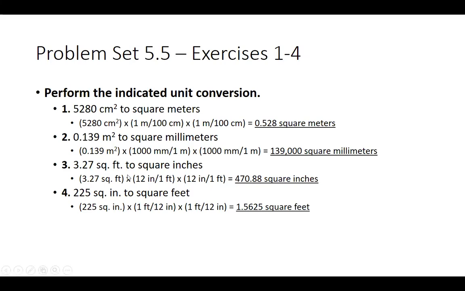Feet on the bottom twice cancels square feet from the top. Inches on the top twice gives us square inches. The math would be 3.27 times 12 divided by 1 times 12 divided by 1. That's 470.88 square inches.